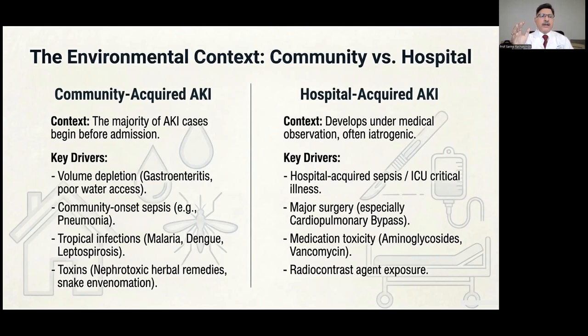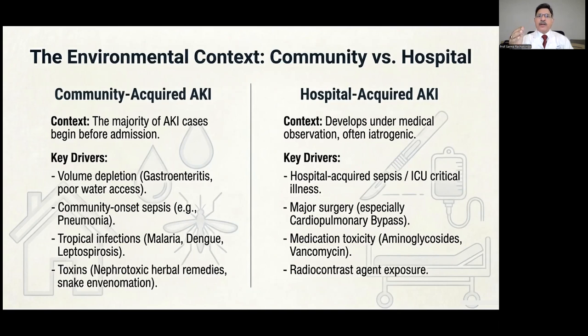Context: the majority of AKIs begin before the admission. Reasons: volume depletion, poor water access, gastroenteritis, summer, heat stroke, all those things. Community onset of sepsis like community acquired pneumonias, tropical infections like malaria, dengue is notorious to cause AKI, and then leptospirosis. Malaria, dengue and leptospirosis you should always exclude for community AKI. Toxins, nephrotoxic herbal remedies, snake envenomation is also a cause of AKI.